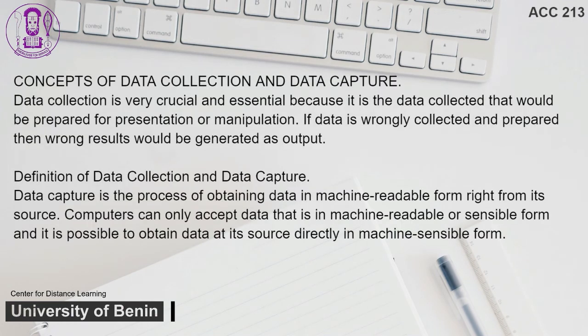Concepts of data collection and data capture. Data collection is very crucial and essential because it is the data collected that would be prepared for presentation or manipulation. If data is wrongly collected and prepared, then wrong results would be generated as output. Definition of data collection and data capture. Data capture is the process of obtaining data in machine-readable form right from its source. Computers can only accept data that is in machine-readable or sensible form, and it is possible to obtain data at its source directly in machine-sensible form.